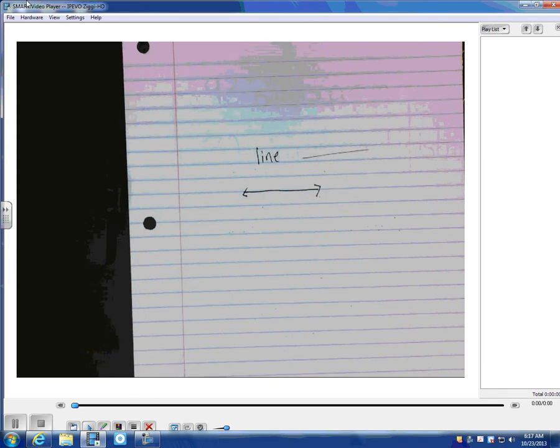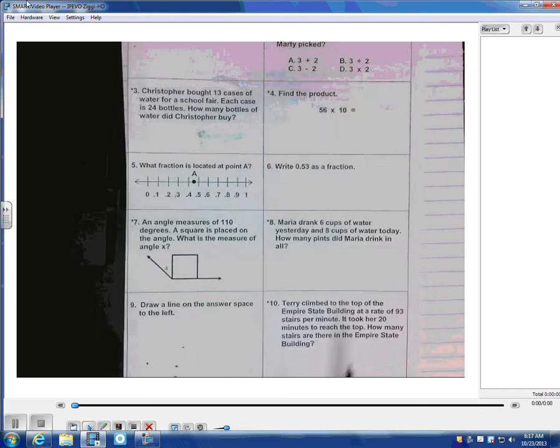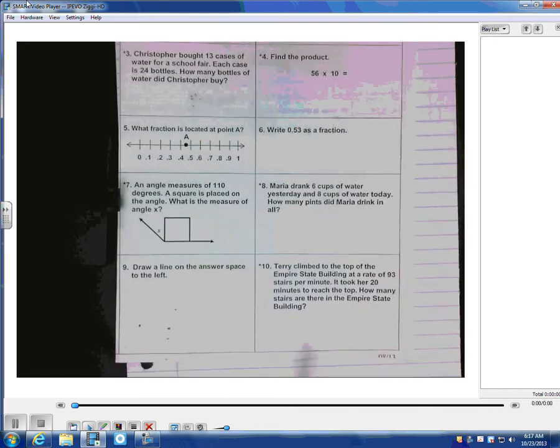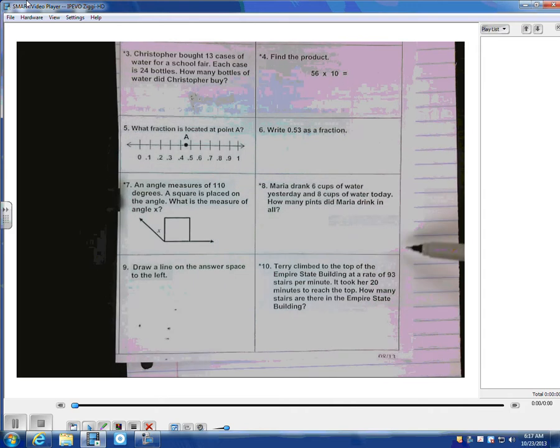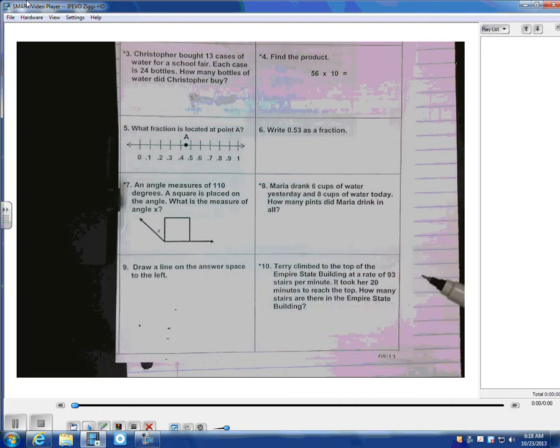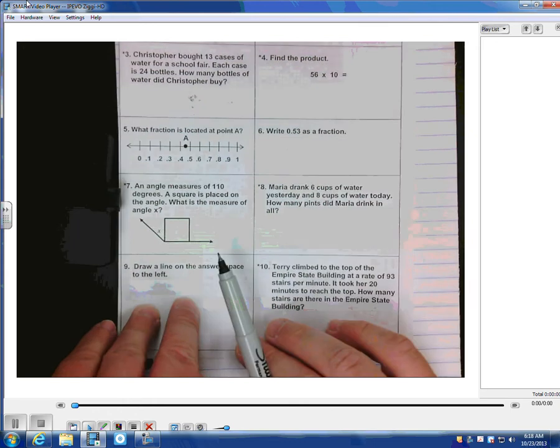And let's look at number 10. It says Terry climbed to the top of the Empire State Building at a rate of 93 stairs per minute. It took her 20 minutes to reach the top. How many stairs are there in the Empire State Building? Okay, so again, she can run 93 stairs per minute, and it took her 20 minutes to reach the top. How many stairs are in the Empire State Building?